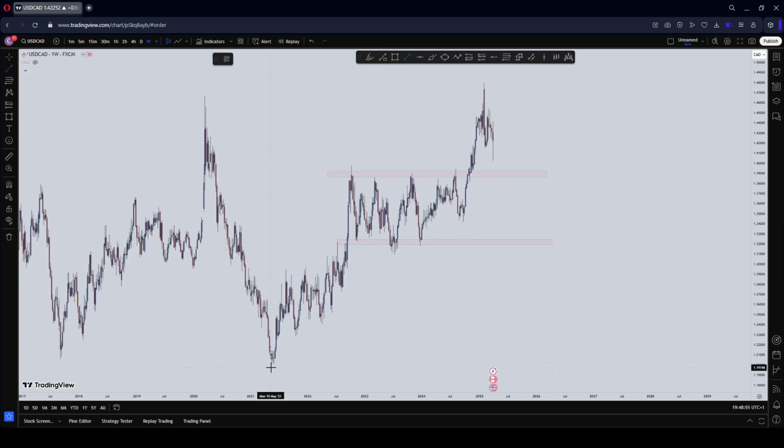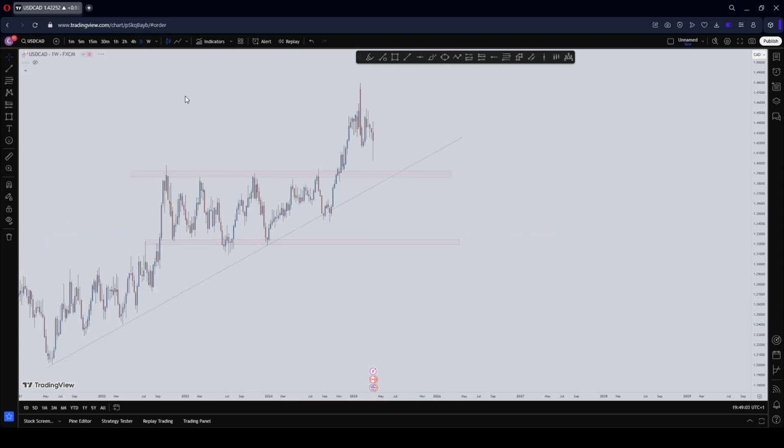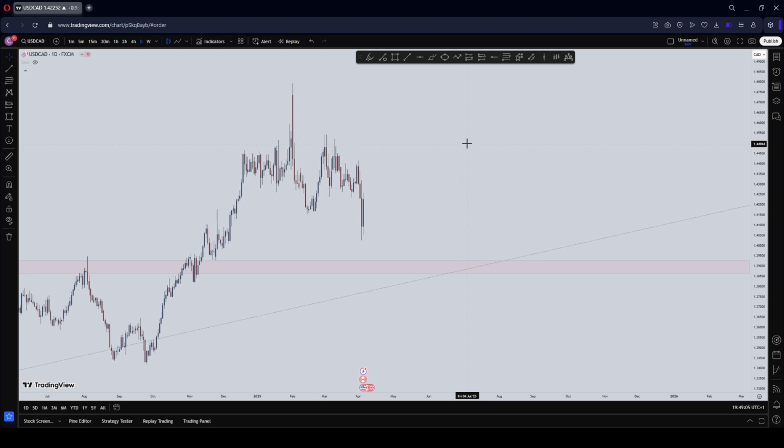Now, let's mark out the trend lines. We have the momentum that price has been climbing with. Let's go to the daily time frame. Daily time frame is now quite messy. Let's try and rationalize it as best as we can. On the daily time frame, we are still on this.